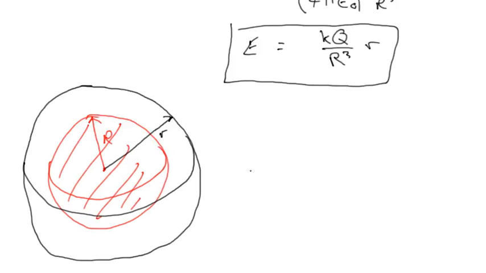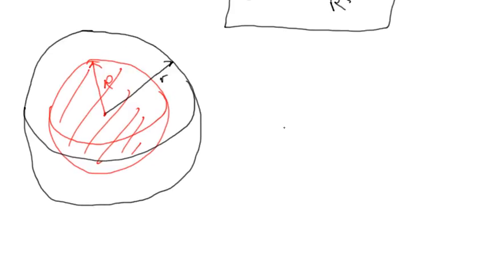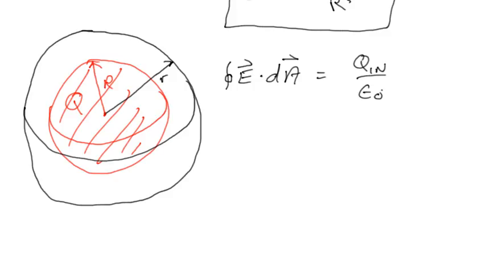So first off, we know from early in the course that it should just be kQ over little r squared, where Q is the total amount of charge on the ball. I'm going to use capital Q for that. But let's get it from Gauss's law. So the integral of E dot dA over my Gaussian surface, and I'm choosing this big one, is equal to Q in divided by epsilon 0.